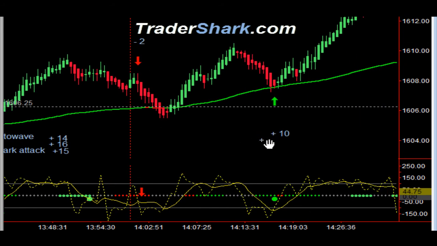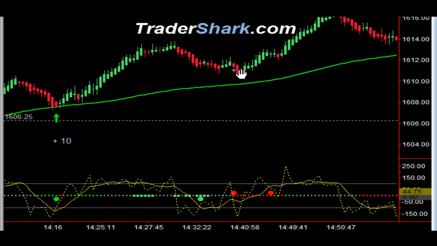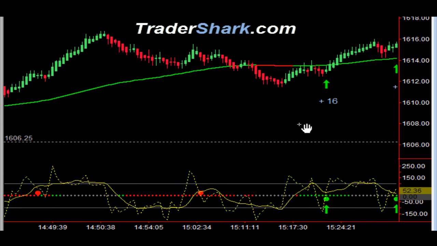Continuing on into the day, there was another nice auto wave fired off right here at about 2:16, right? From 2 o'clock to 2:16. Nice opportunity at target 1 and target 2 for a total of 10 ticks. The market continued to move higher. Here at about 3:20, we had another auto wave firing off with the rest of our indicators for 16 ticks on this particular trade.